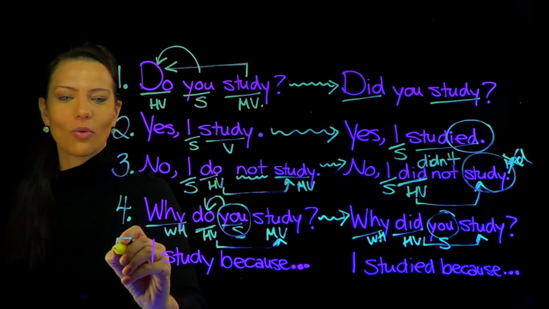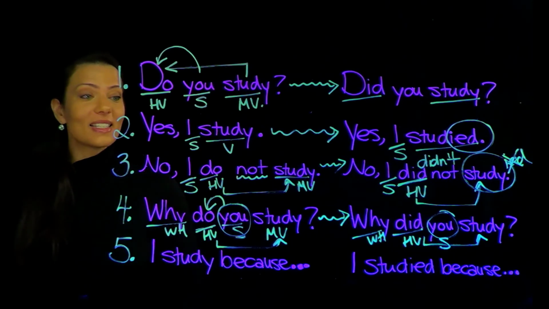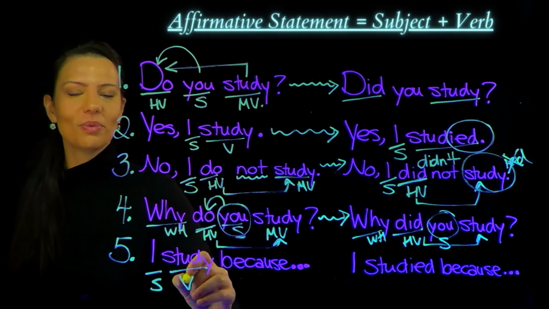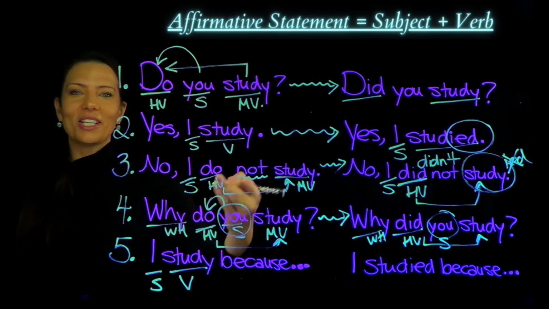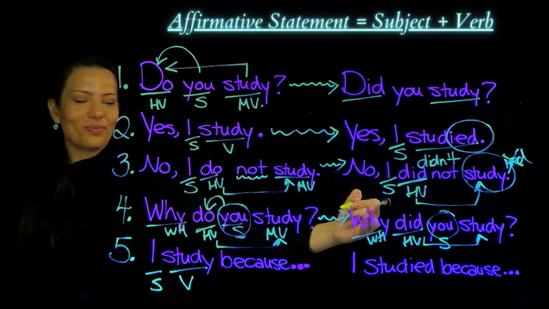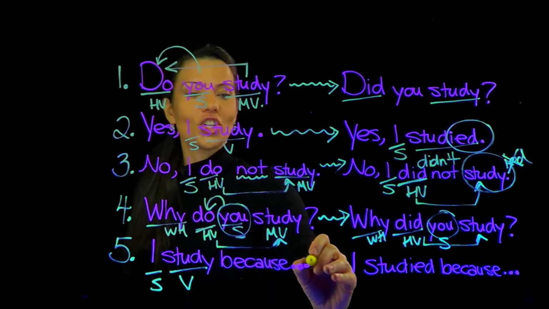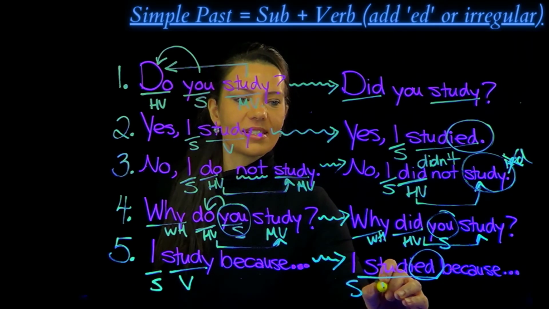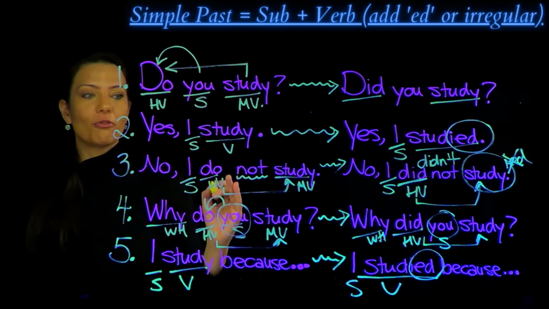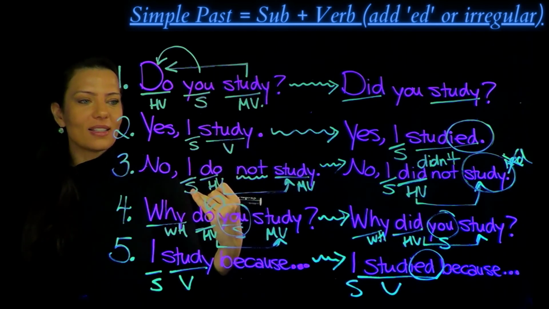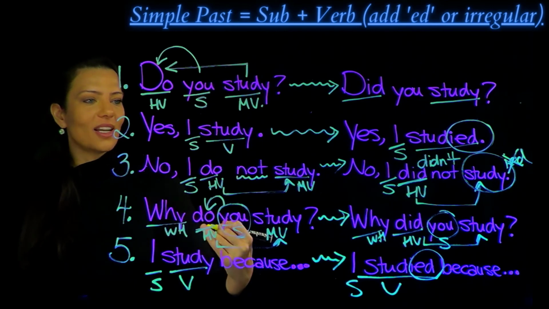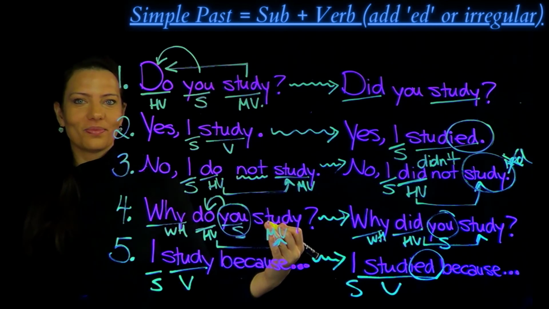To answer that question, "I study because" in the simple present. So here we just simply have subject and verb in the simple present. I study because it's fun. All right? And when we change that into the simple past, we have the subject and the verb. The verb is in the simple past and it does not need a helping verb. So, I studied because it's fun.